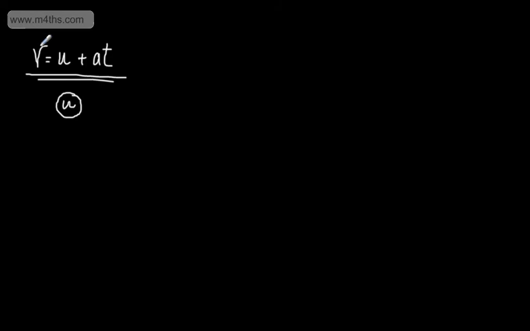So what I've currently got is V is equal to U plus AT. So we'd write this out, V is equal to U plus AT. So I can see if I add AT to U, I get V. Therefore, I'm going to subtract AT from both sides. So we're going to have V minus AT is equal to U. All I've done is subtracted AT from both sides and made U the subject of the equation.